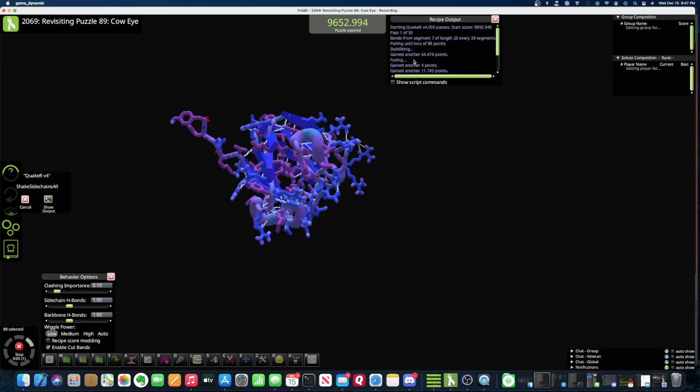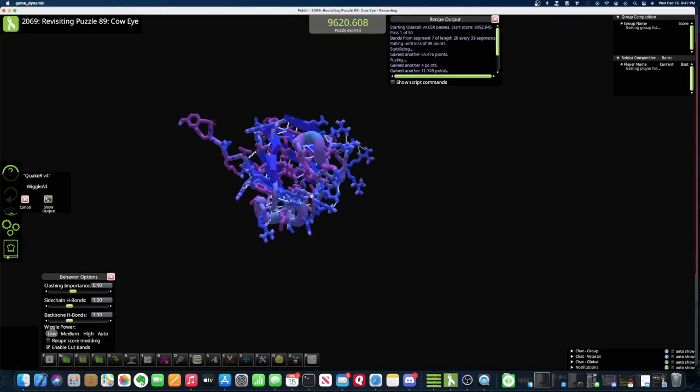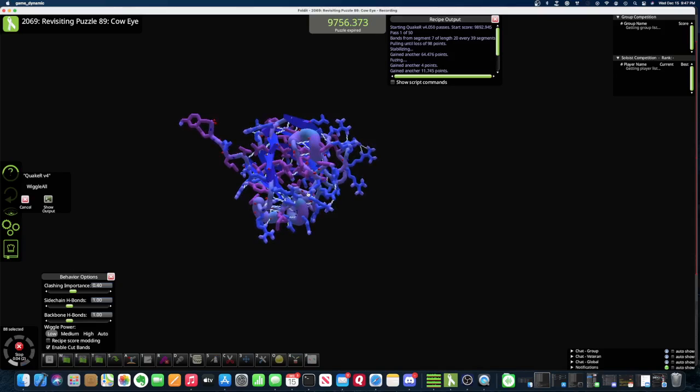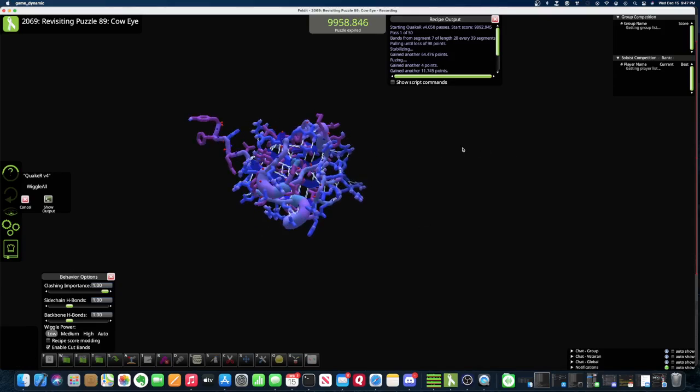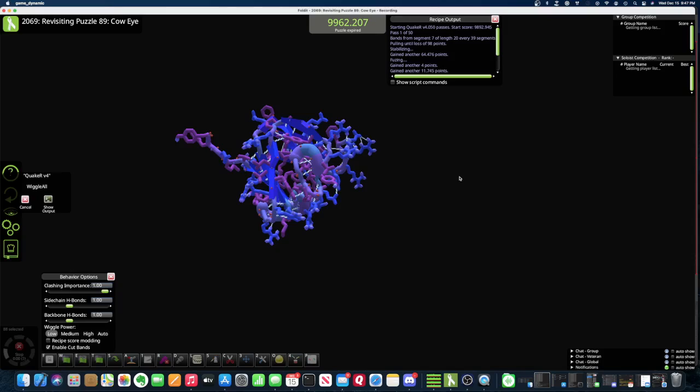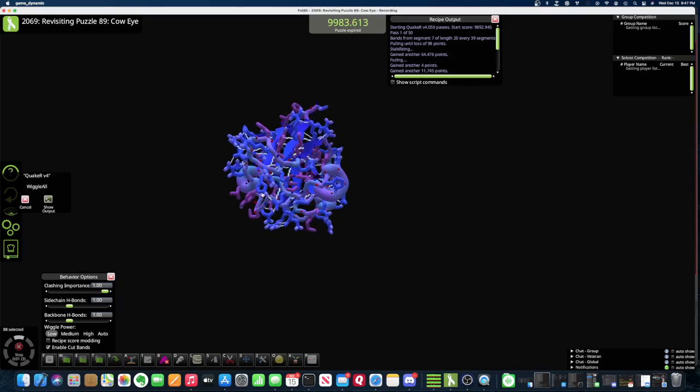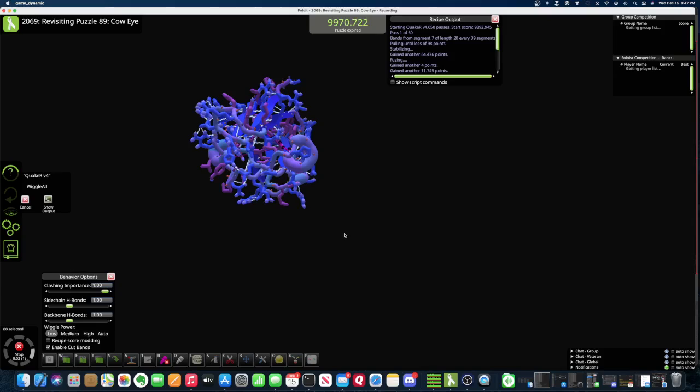You can see here on this first one, bands from segment 7 of length 20 every 39 segments. So it started at 7, and it put a band every 39. So it started at 7, and it went to 46. And then whatever 39 more than 46 is, 70, if there's that many in here. So it just did a couple of bands, did the pull, and now it's wiggling to try to get more points.